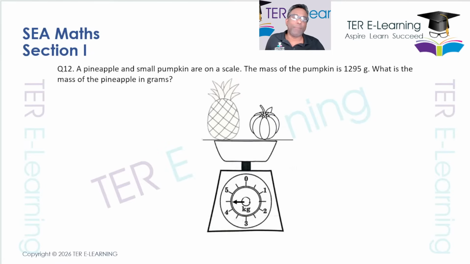What about this one here? A pineapple and a small pumpkin are on a scale. The mass of the pumpkin is 1295 grams. What is the mass of the pineapple in grams? Now, when you are given questions like this, please watch to see what unit they want. Sometimes they may ask for grams, sometimes they may ask for kilograms. So you have to be careful and pay attention to that.